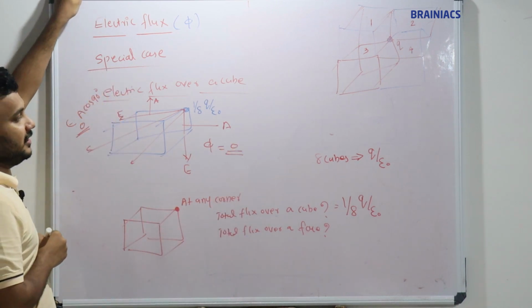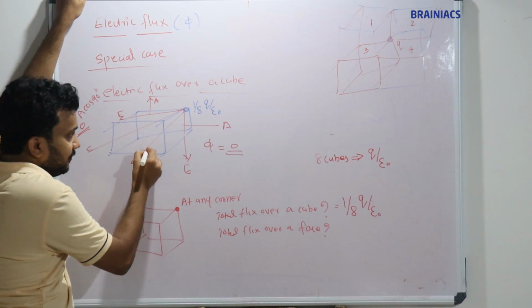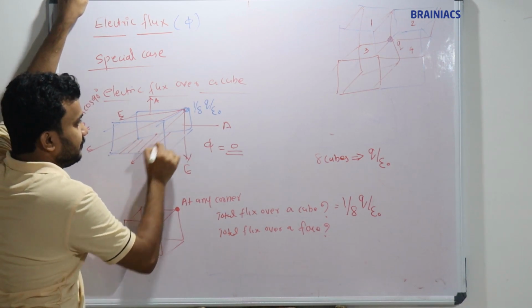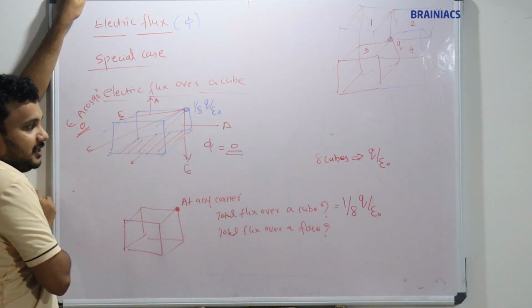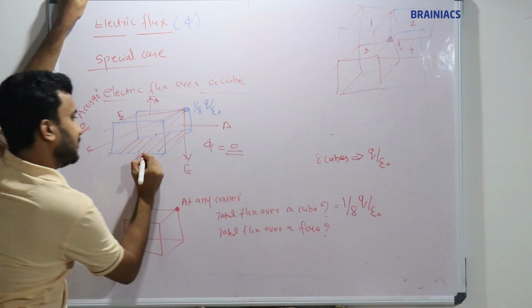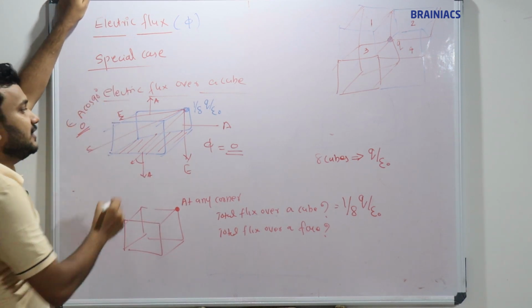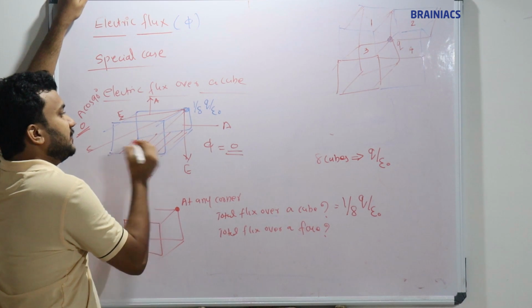Which surfaces are taking the flux? Here this surface will take flux, because for the bottom surface, I will just shade this bottom surface. For this bottom surface, electric field lines are passing like this and the area vector is like this. So this angle is not 90 degrees. So this surface, the C1 surface, is valid.